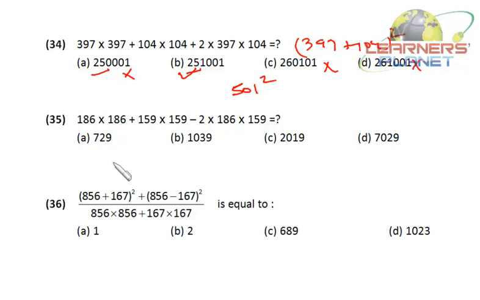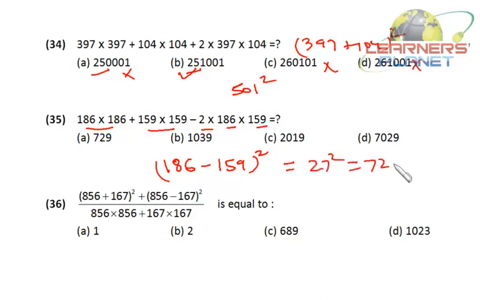Okay friends, similarly in this case it is a square plus b square minus 2ab. That means it is actually a minus b whole square. So it is 186 minus 159 whole square. So what that will be? It will be 27 square, and 27 square is actually 729. Okay, so this is the correct choice.